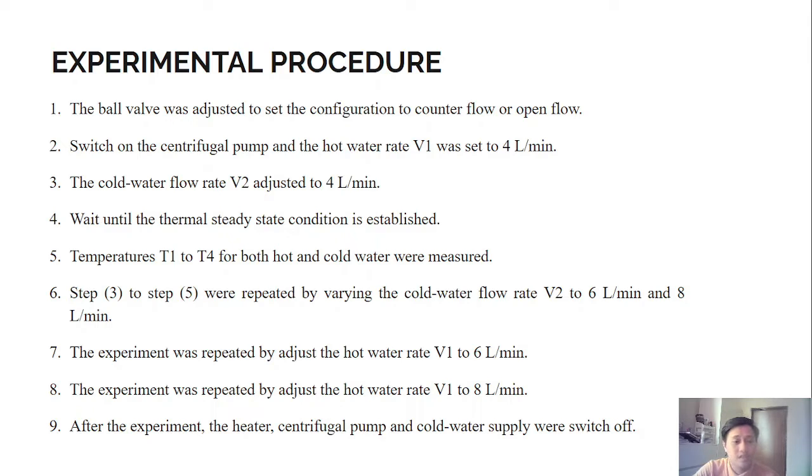Step 5 is that temperatures T1 to T4 for both hot and cold water were measured. For step 6, steps 3 to 5 were repeated by varying the cold water flow rate V2 to 6 liters per minute and 8 liters per minute. For step 7, the experiment was repeated by adjusting the hot water flow rate V1 to 6 liters per minute. And then the experiment was repeated by adjusting the hot water flow rate V1 to 8 liters per minute.